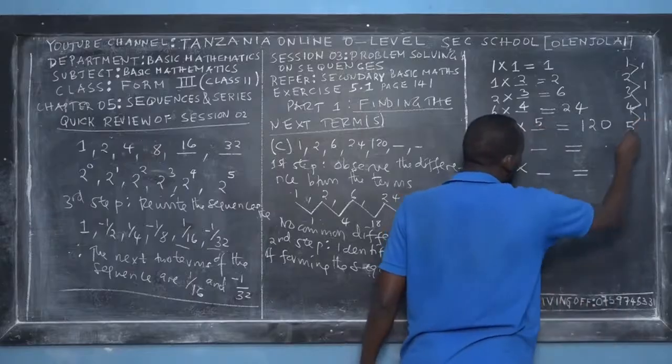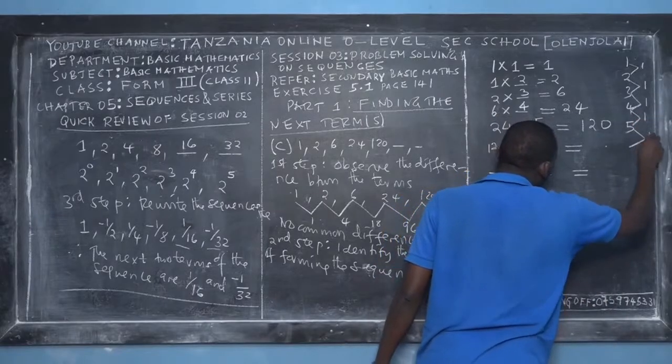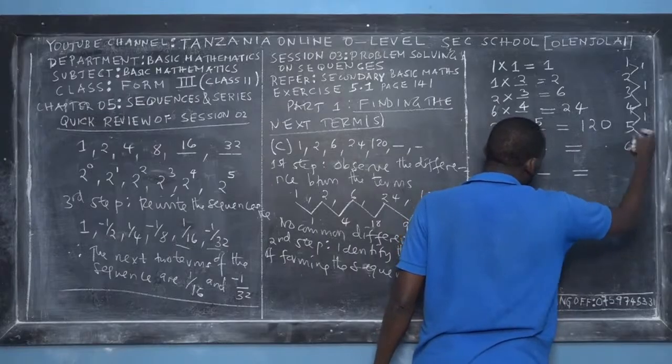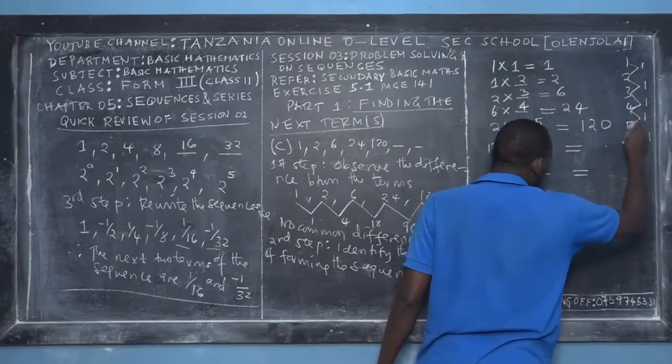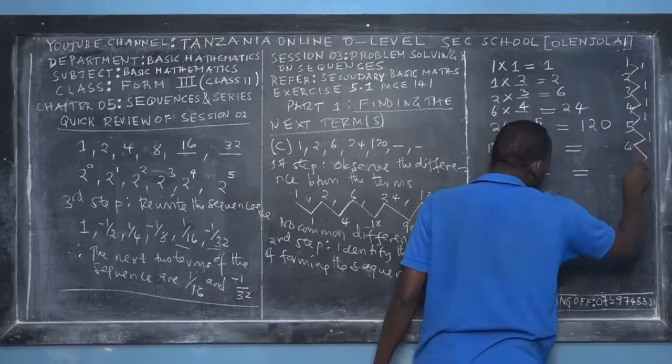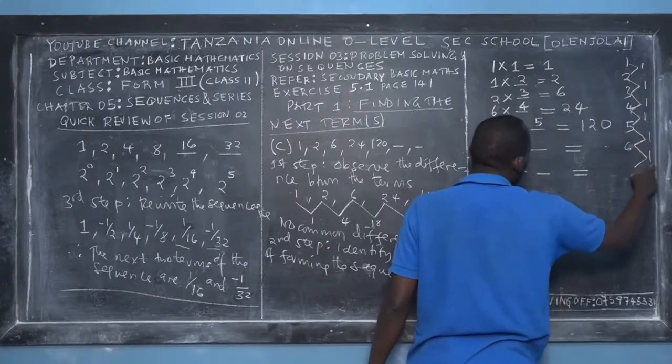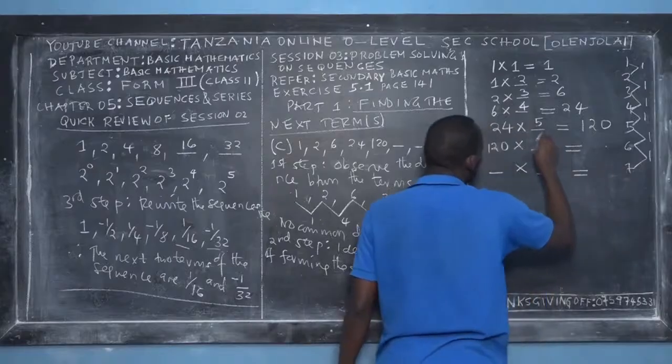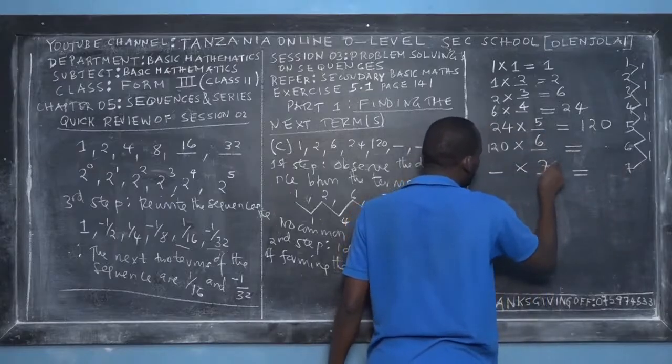So if it is 1, then the common difference between the unknown terms will be what? It will be 1, which is 6. So you take 1 plus 5, that is 6. Again, the common difference between 6 and the unknown term is 1, so it will be 7. So the response here is 6 and here it is 7.